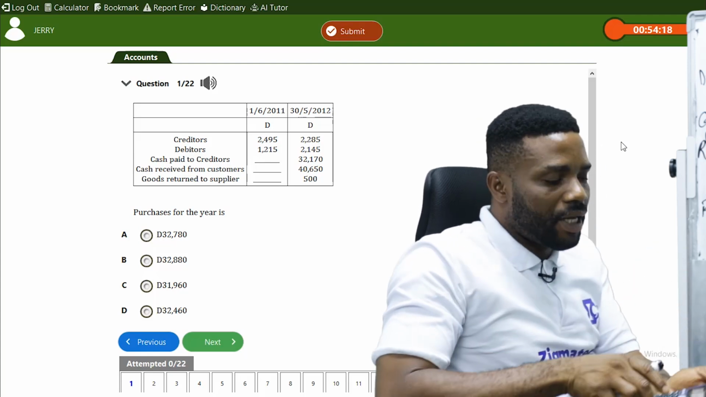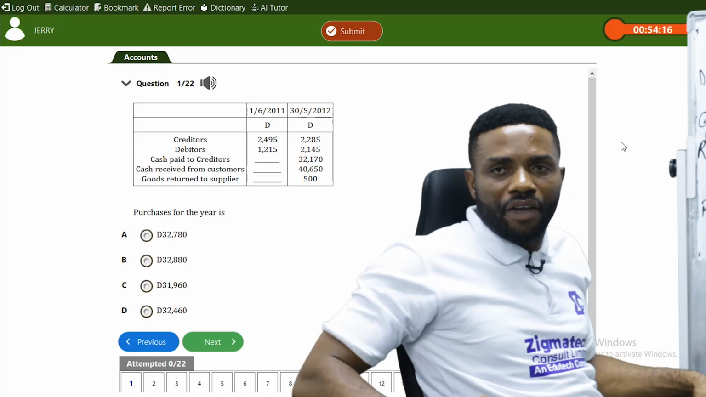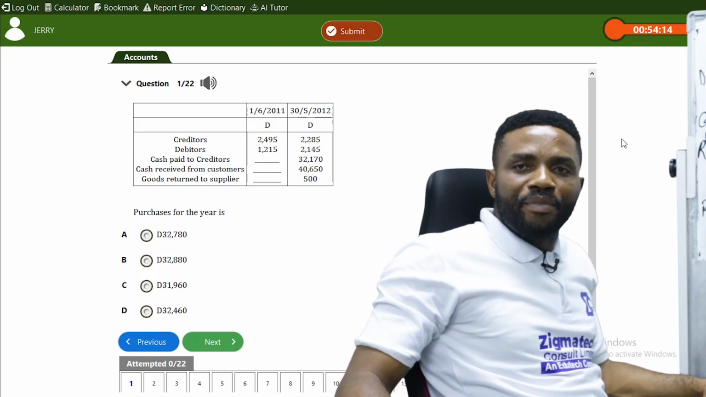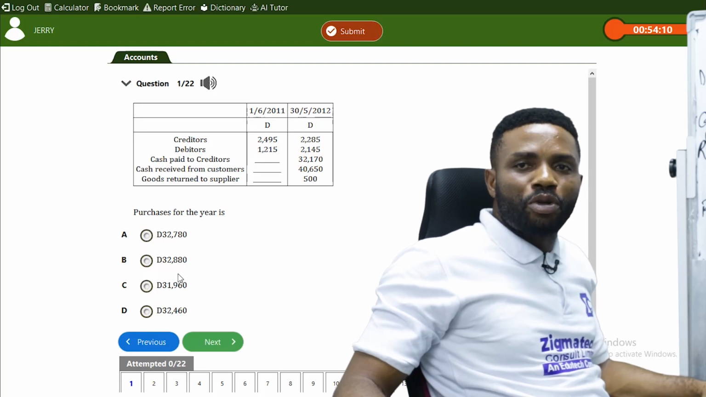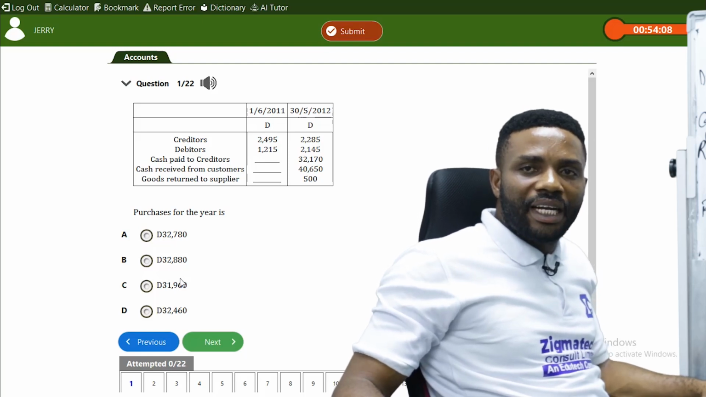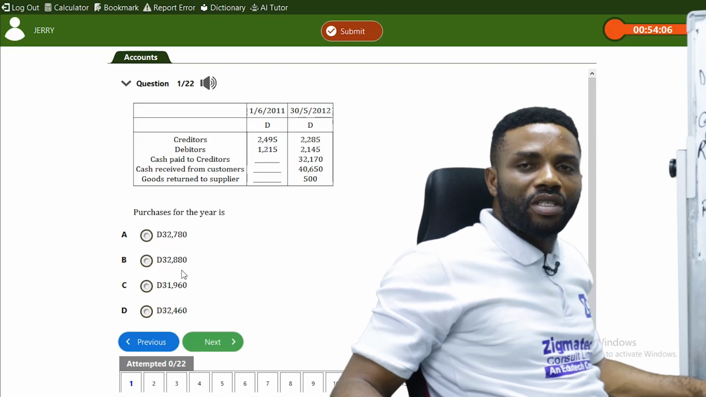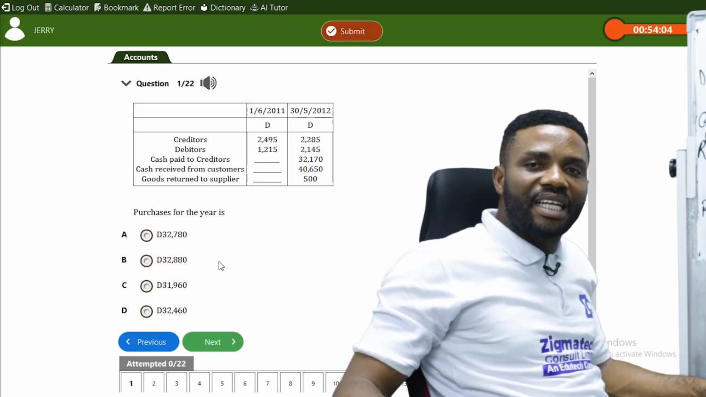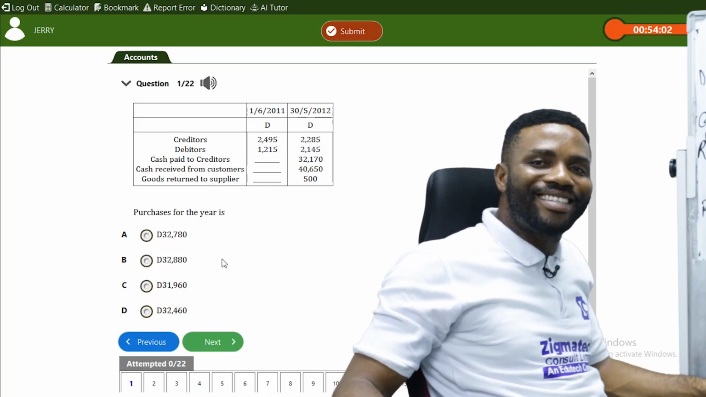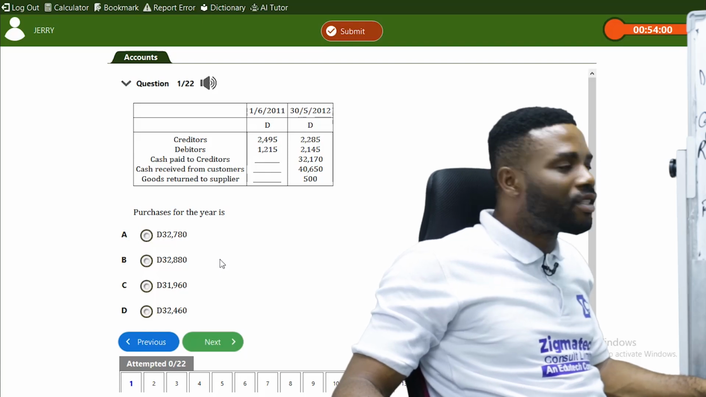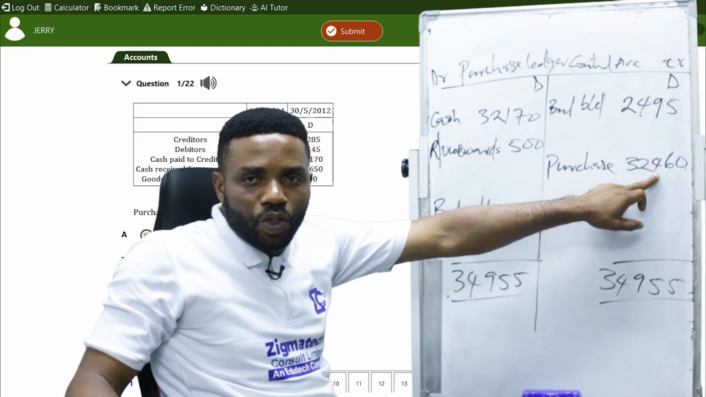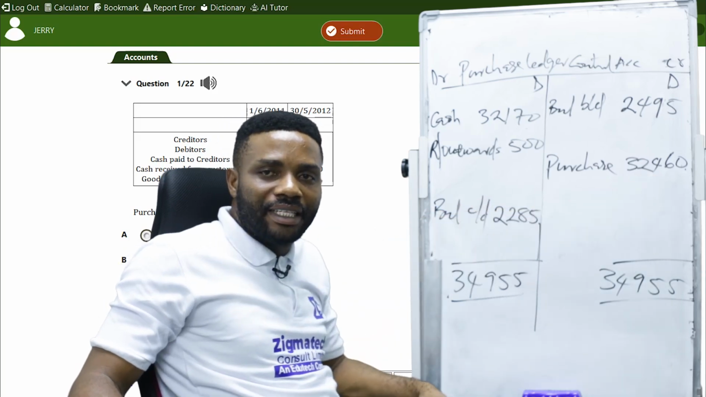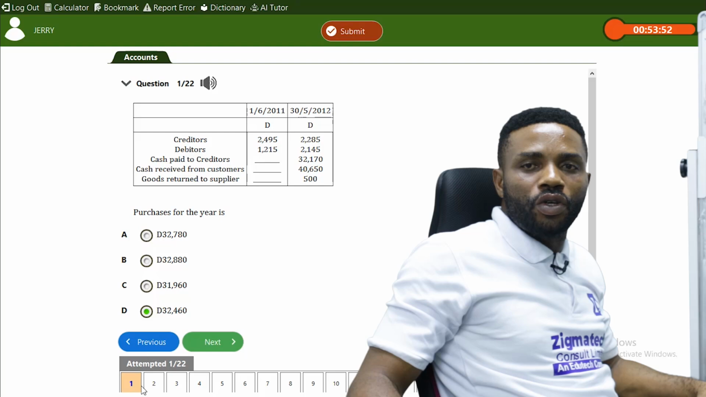32,460 is the answer. Now let's look at the options given to us. Option A is 32,780, which is wrong. Option B, 32,880, which is wrong. Option C, 31,960, which is wrong. Option D is 32,460. That is the option that corresponds with our solution here. So the answer there is D. Let's go to question 2.